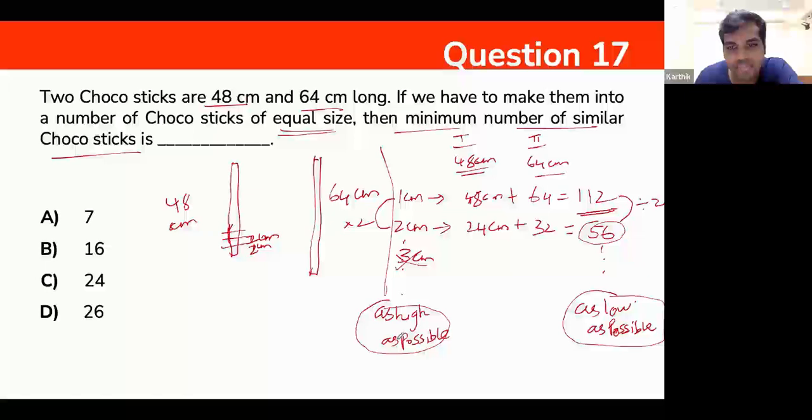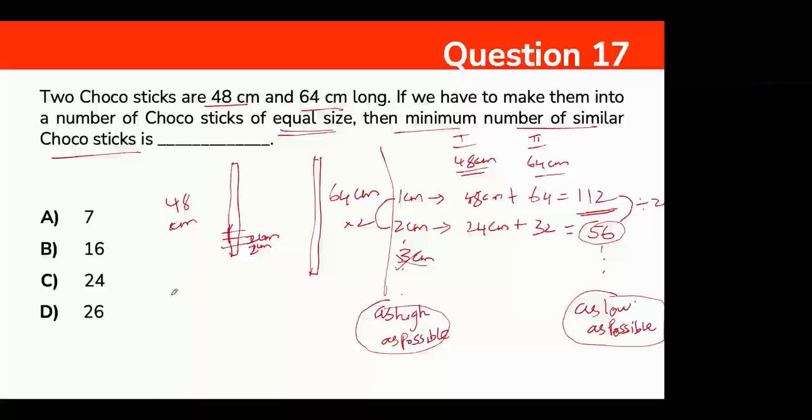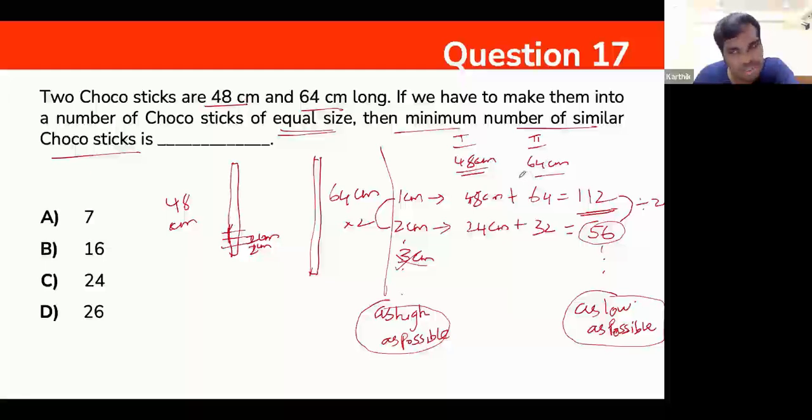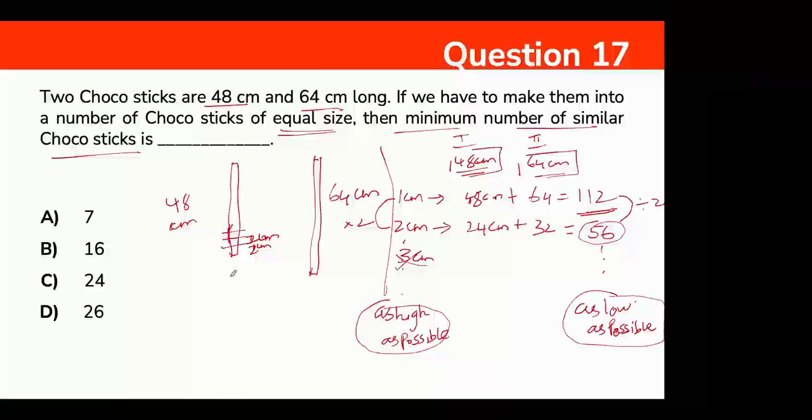Can you tell me? What will be the largest common number? What is 8? Okay, yeah, 8 is there. 8 into 6 is 48. 8 into 8 is 64. Only 8. After 8, no other number will divide 48 and 64. So 16, good. 16 is the answer.